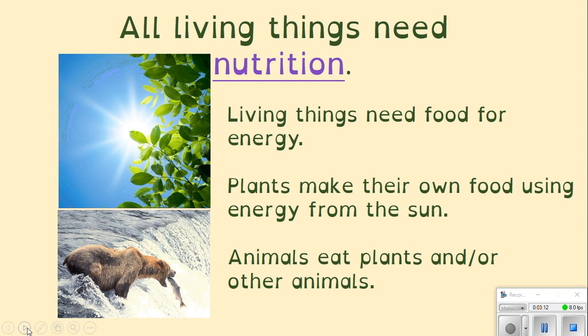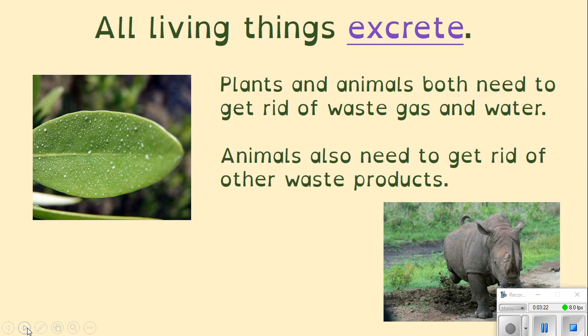Plants make their own food using energy from the sun, and animals eat plants and or other animals to give them nutrition and energy. The next thing that all living things do is they excrete.